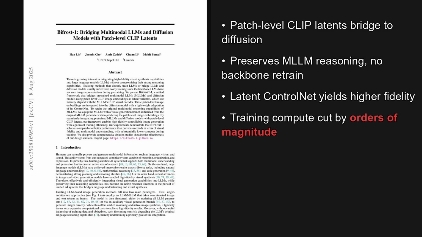Building on that, 2 takeaways stand out. Using 2-dimensional patch-level CLIP latents gives precise spatial control while keeping the language backbone intact, and the latent control net delivers high image quality with far less training compute. CLIP latents are patch features aligned to the model's vision encoder.